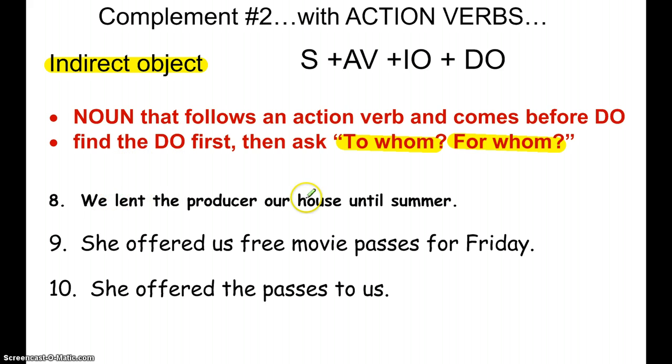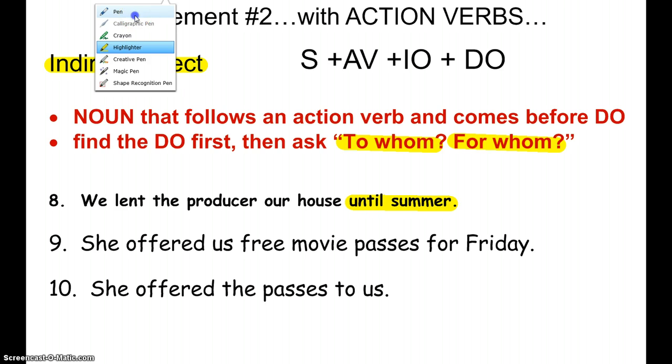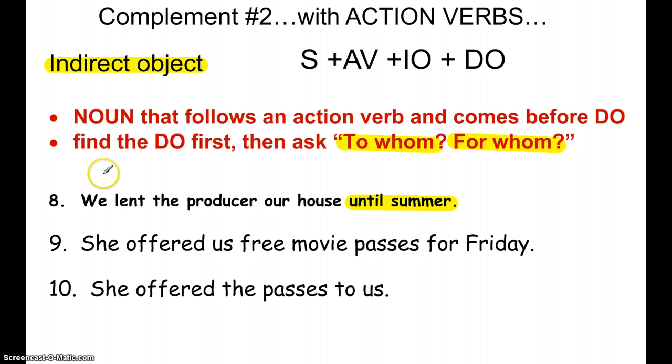We lent the producer our house until summer. Until summer is a prepositional phrase. So now we look for our subject. We. What did we do? We lent. It's an action verb because it's not one of the verbs we had to memorize for a linking verb. We lent whom or what.